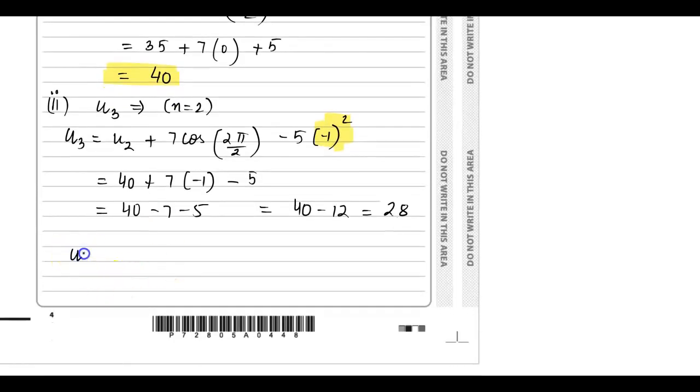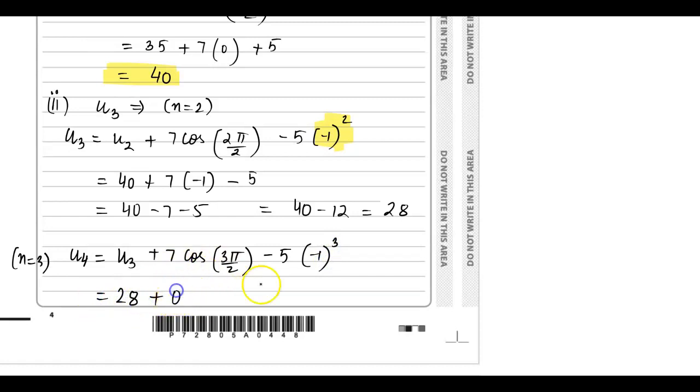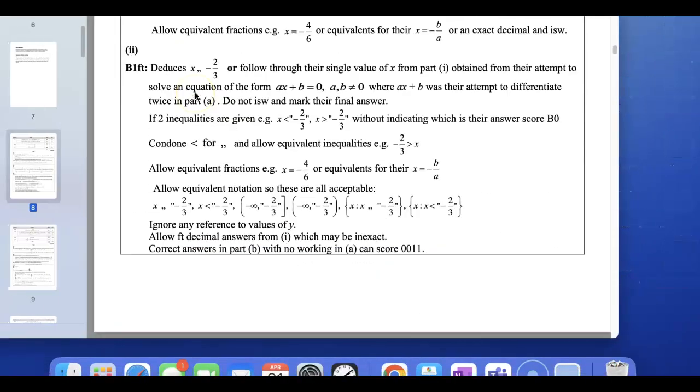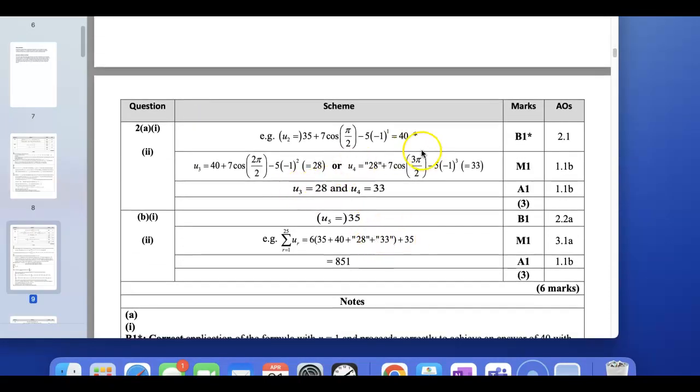We need to find out u4 as well. Now you tell me, what is the value of n to find out u4? n will be 3, correct? So u4 will give us u3 plus 7 cos 3 pi by 2. What's cos 3 pi by 2? Minus 5 minus 1 to the power 3. So u3 is 28 plus 0, and you just use a calculator and it would be plus 5. So 28 plus 5 gives us 33. Let's match with the mark scheme. For the second question, the A part, we've got 40, that was to prove, then 28 and 33.